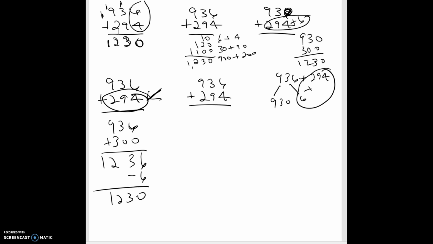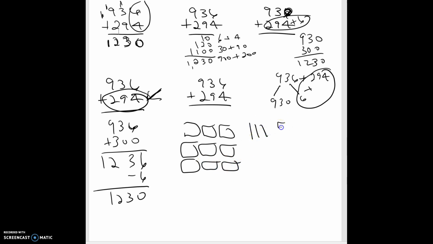And then another method that we could do is just our base 10 blocks. So we have 9 flats for that first number. And then we have 3 longs and then 6 singles. And then the second number, we're given this 9, and then 4 singles. All right, and so here I'm really literally using the blocks to add.